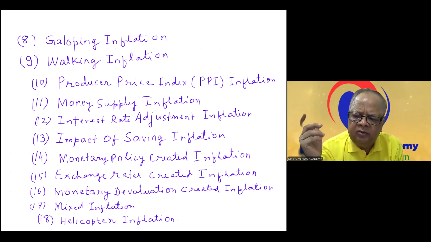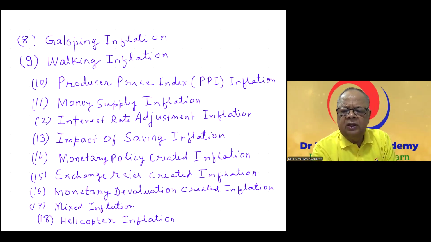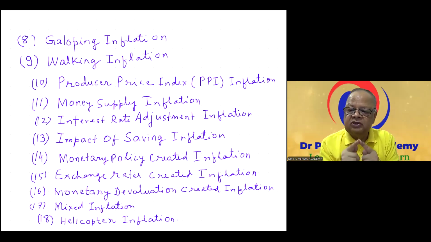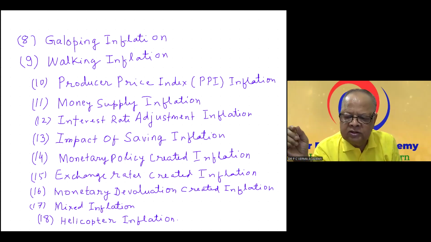At graduation level, we teach students generally demand-pull inflation, cost-push inflation, and their combination, which is mixed inflation. Likewise, in terms of speed, we talk about creeping inflation, walking inflation, galloping inflation, and hyperinflation. So we will discuss all these things.